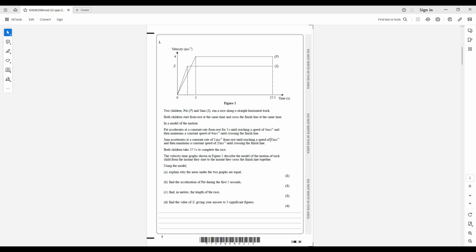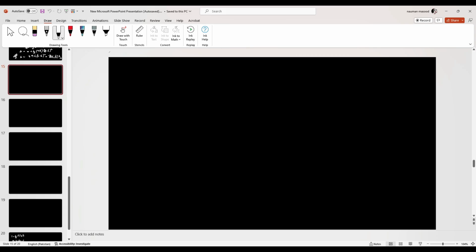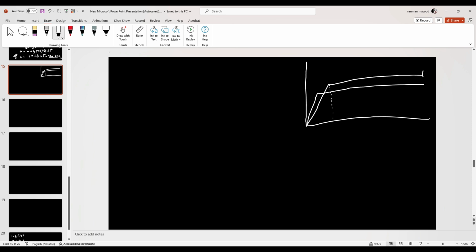So let's start this problem. Let's draw the model of the problem. Let's draw the graph of the problem. They both start together and finish the race together. This is Pat, this is Sam, and Pat reached a speed of 4 meters per second. Sam reached a speed of x meters per second. Pat reached a speed of 4 meters per second in 5 seconds. They both started from rest, so zero velocity at this point.